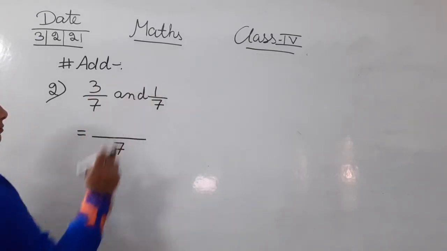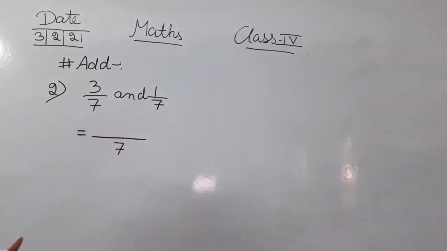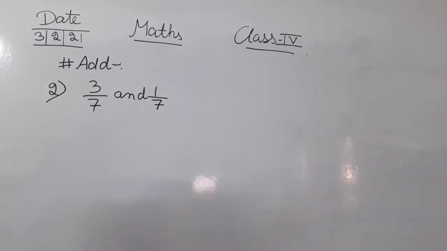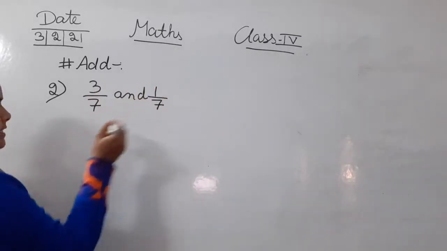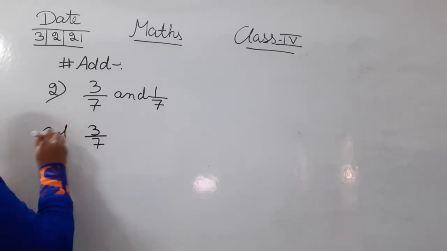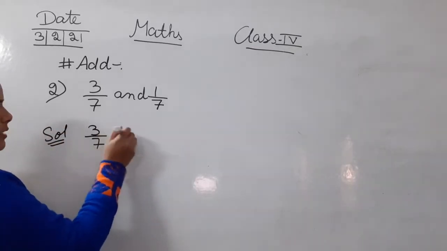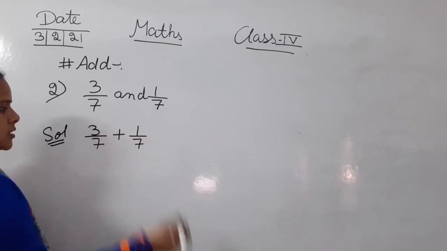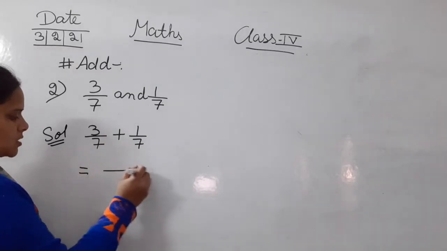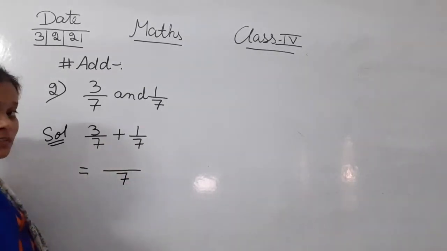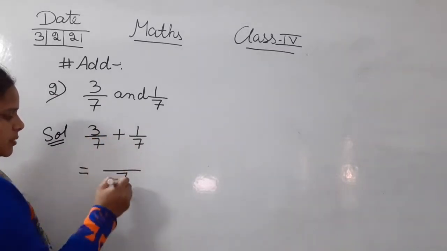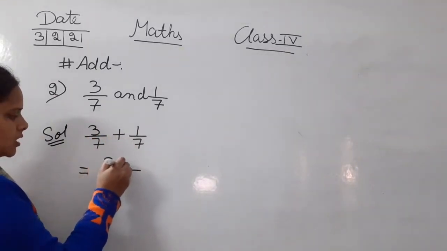Before taking the common denominator, first of all we will write the fractions in the proper form. We will write both fractions with the addition sign. Solution: 3 upon 7 plus 1 upon 7. The common denominator for both of them is 7. So 3 upon 7 plus 1 upon 7, common denominator is 7. Then 3 plus 1.